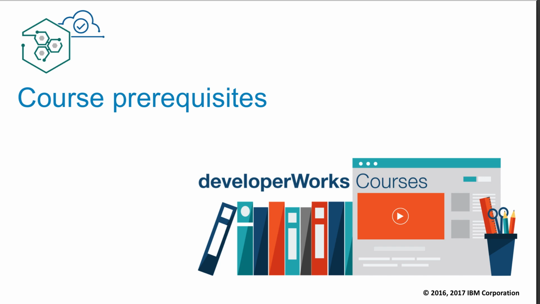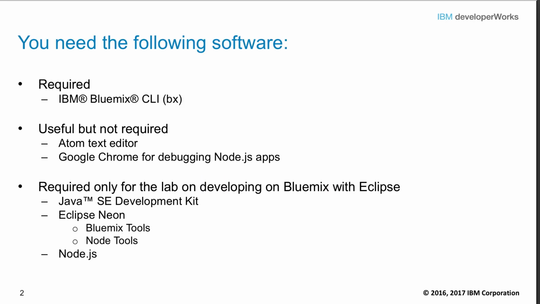In this video, you'll see how to set up the prerequisites for the workshop on a macOS platform. For the labs, you will need to have the Bluemix command line interface. Also, you'll need to have a web browser. You don't need these in particular for the lab, but they will come in handy if you do a lot of programming on Bluemix: the Atom text editor and the Google Chrome browser.